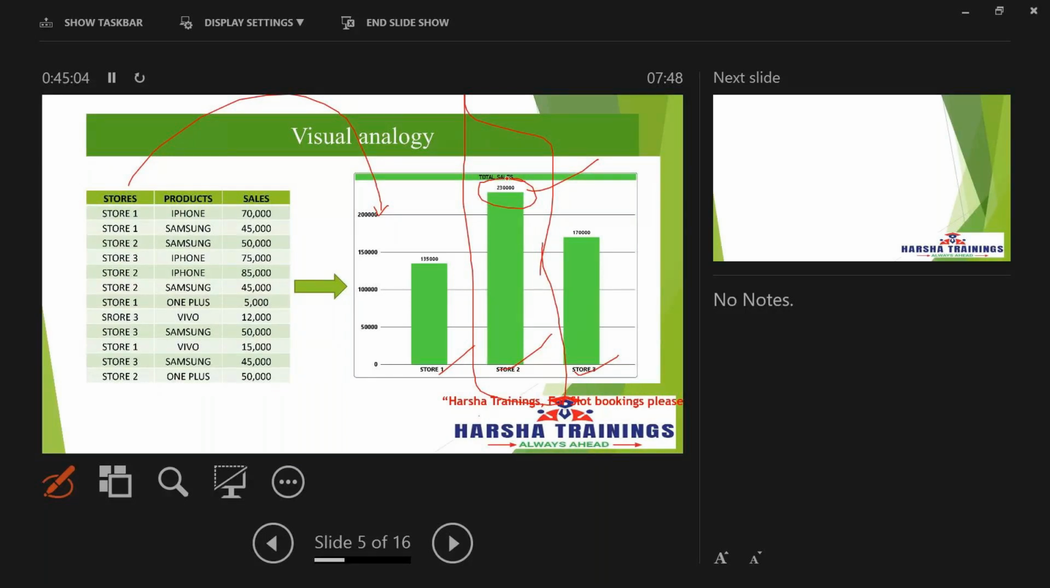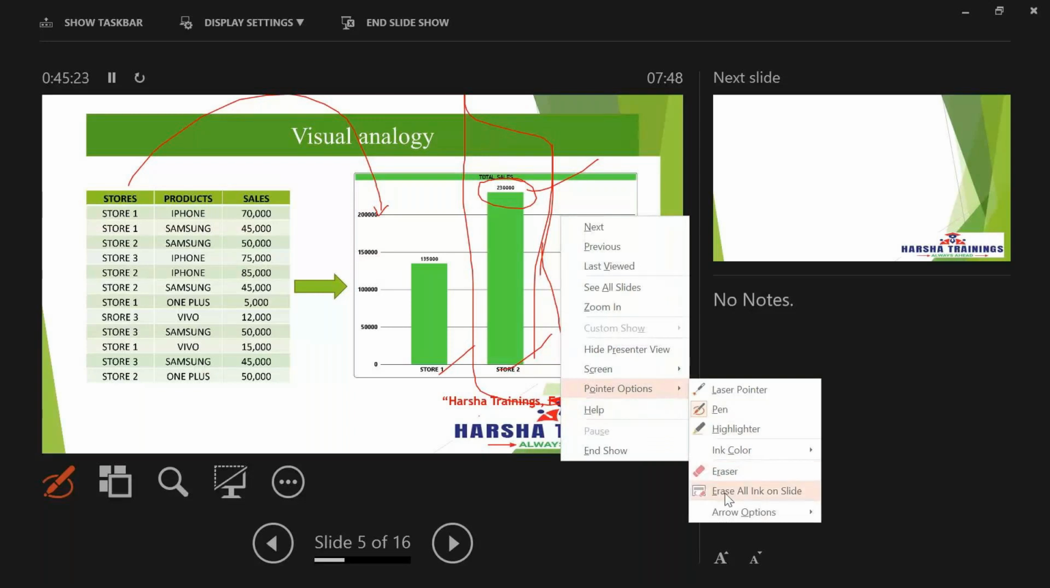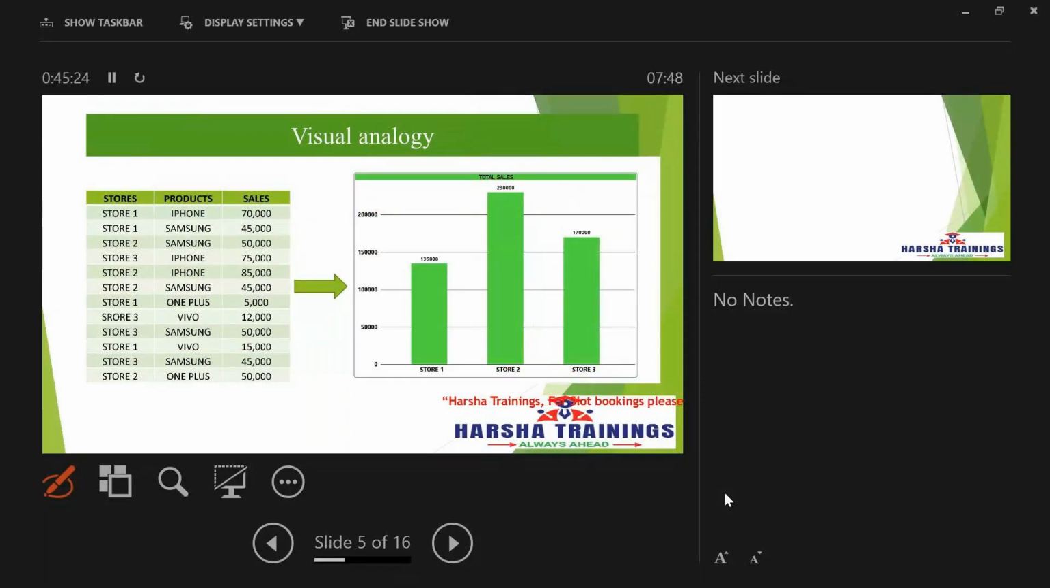Whatever columns are there, with the help of these 3 columns we can analyze. Why? Because one store is giving better sales than these two. I can do this type of analysis. Clear, everyone? So what exactly is it? The visual analogy it is.